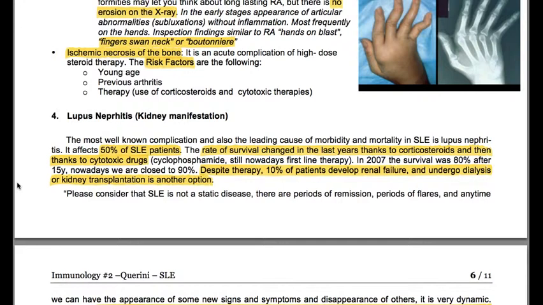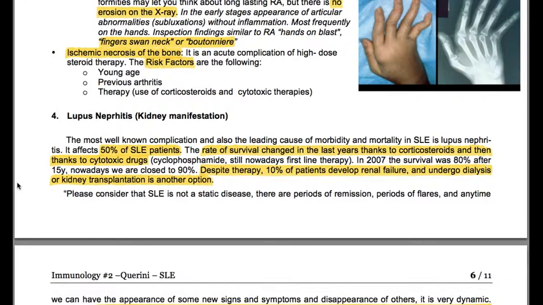Fourth manifestation is lupus nephritis, which is the kidney manifestation, the most well-known complication and also the leading cause of morbidity and mortality in SLE. It affects 50% of SLE patients. The rate of survival changed in the last years thanks to corticosteroids and then thanks to cytotoxic drugs.